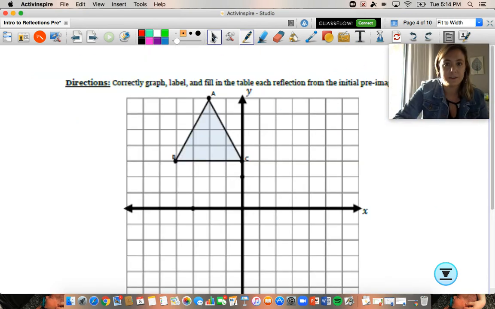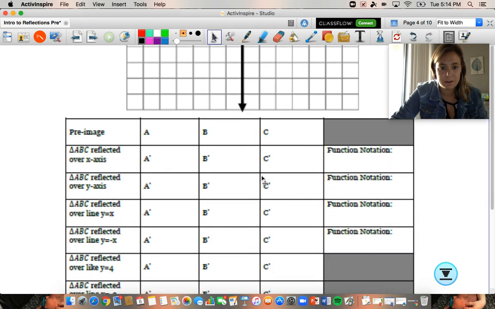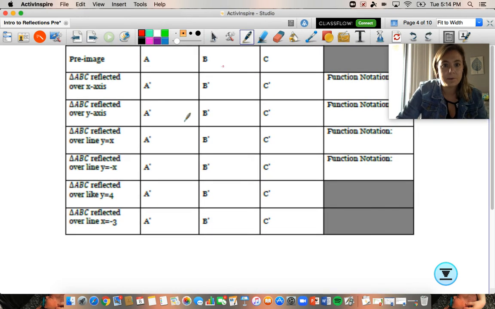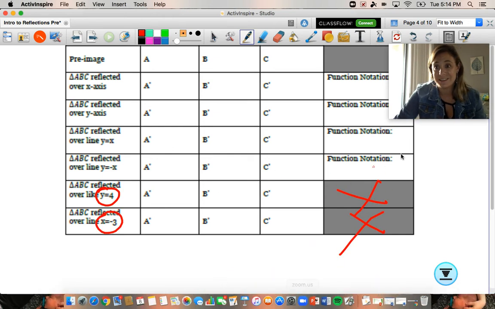So I do want to look at those last 2. I think there's 2, right? Where you're reflecting over the line y equals 4 and x equals -3. And there is no rule. There isn't. We could come up with one, but it's a combination of a bunch of transformations, and we're not going to worry about it. So I just want to look at how you would do it.